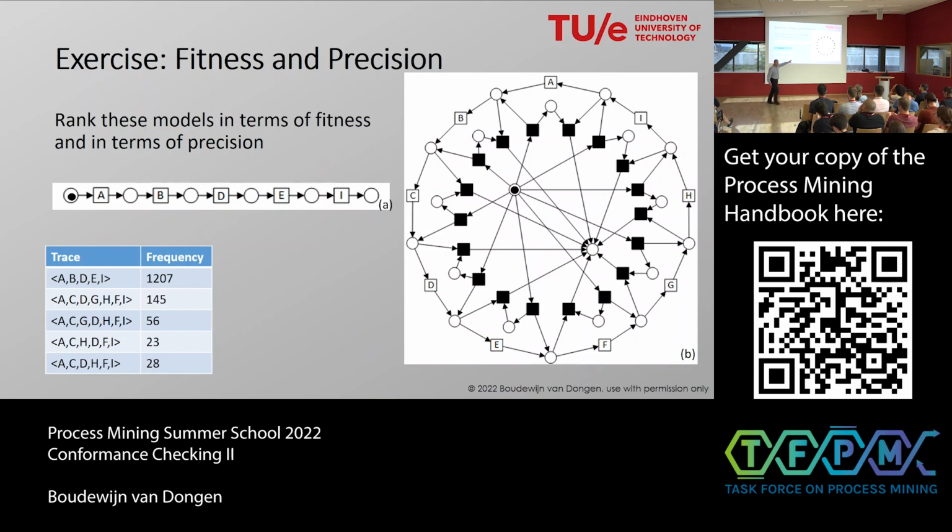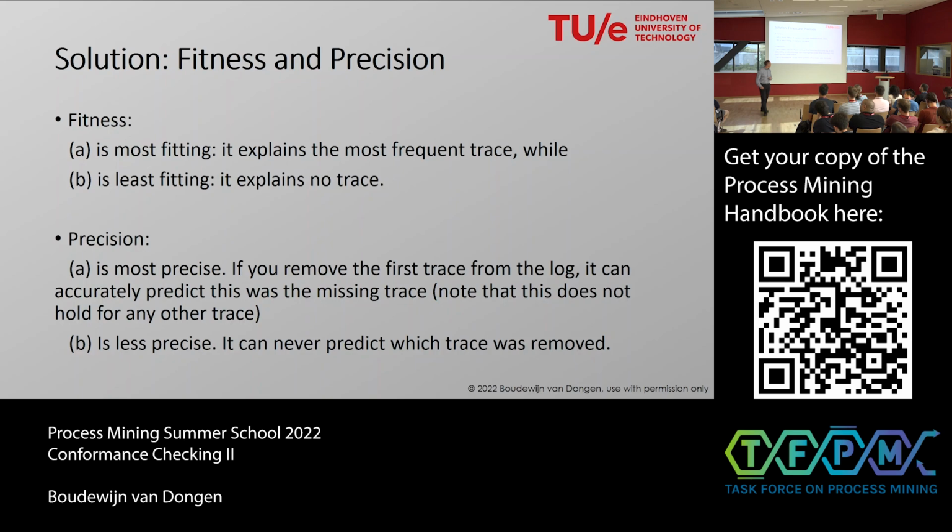That model, no matter what I remove from the event log, it will not be able to predict what I removed because it doesn't present or represent anything of the log. So that's how I would argue, more precise and less precise. But always in the context of fitting traces, right? You have to relate the two.